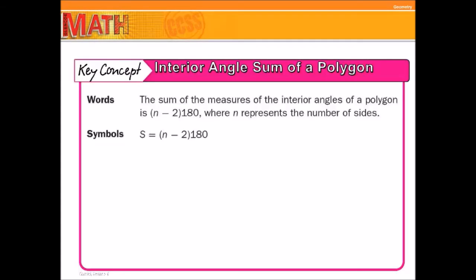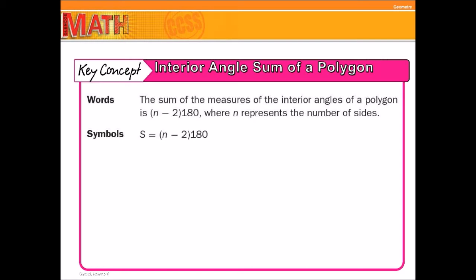I'd like to start the lesson by addressing, on page 398, the first key concept, interior angle sum of a polygon. The sum of the measures of the interior angles of a polygon is equal to the number of sides minus 2 multiplied by 180. With symbols, we write this as S equals (n minus 2) times 180. Take a look at the diagram following this.